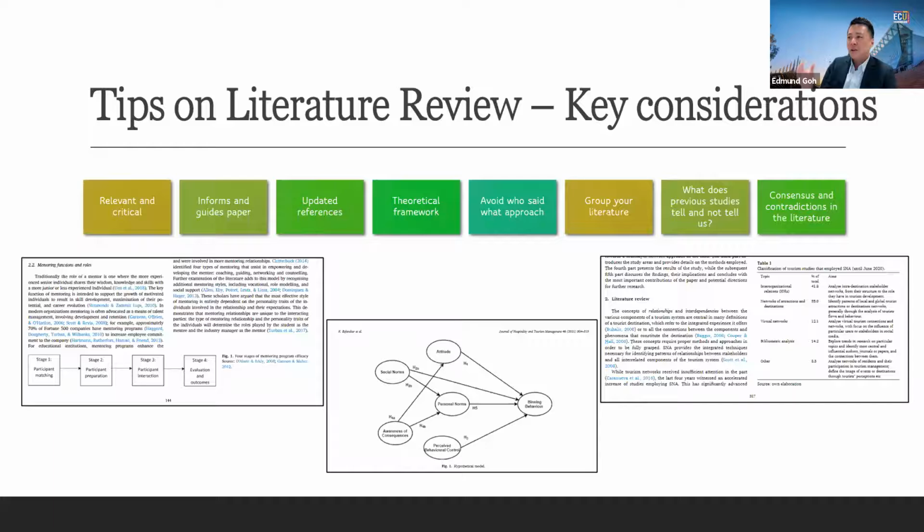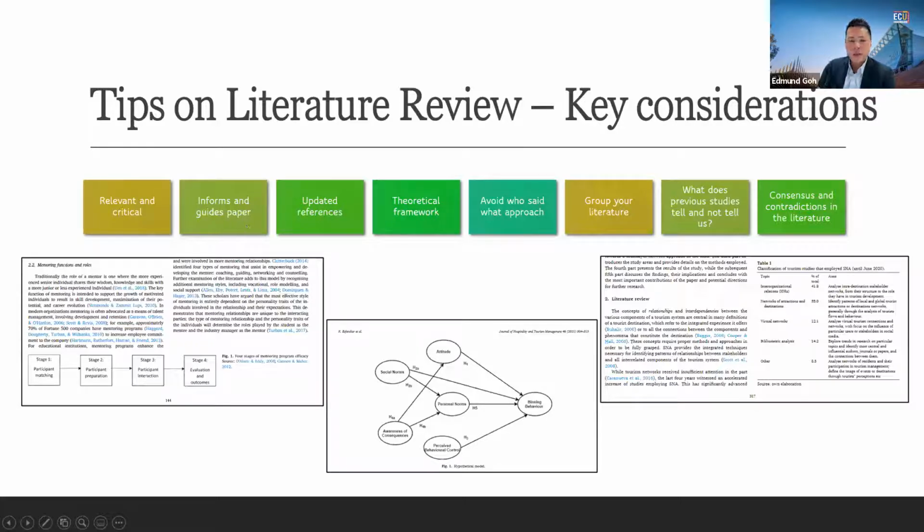And at the end of the whole lit review, the question I always ask is, so what were the critical aspects of the lit review though? Yes, we know past studies have done this, done that, but so what? So it needs to be relevant and needs to be critical. It needs to inform and guide the paper.